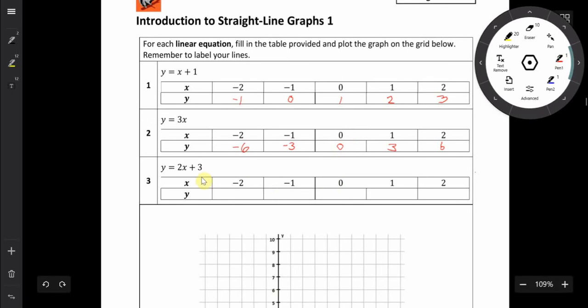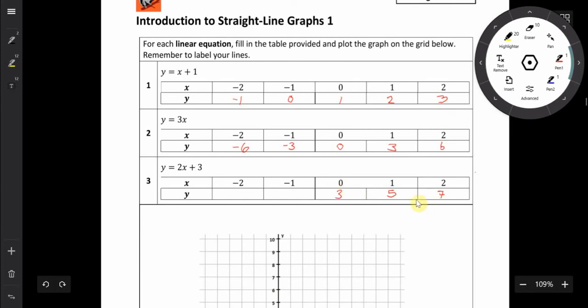The last one is slightly more difficult because it combines these two skills, where we're timesing and adding something. We're going to times first, so double the x coordinate because we're timesing by 2, and then we're going to add 3. So 2 times 2 is 4, plus 3 is 7. 1 times 2 is 2, plus 3 is 5. 0 times 2 is 0, plus 3 is 3.